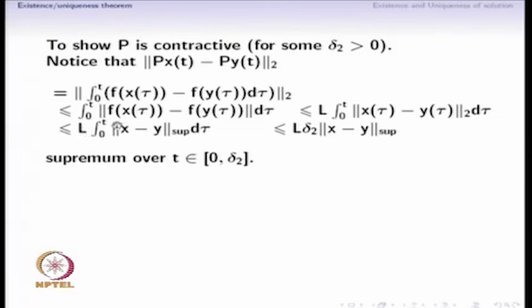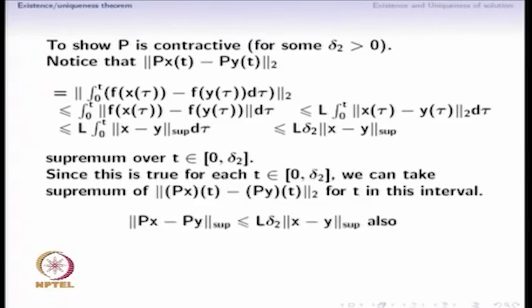Finally, this quantity which we are integrating is over the interval 0 to t, but we could go ahead and integrate up to delta 2. This quantity, because it is a norm, cannot be negative, and when we integrate further, up to delta 2 instead of only up to time t, we get L times delta 2 times the sup norm of x minus y. So, here the supremum is being taken as t varies from 0 to delta 2, and here also the sup norm was being taken as t varies from 0 to delta 2.